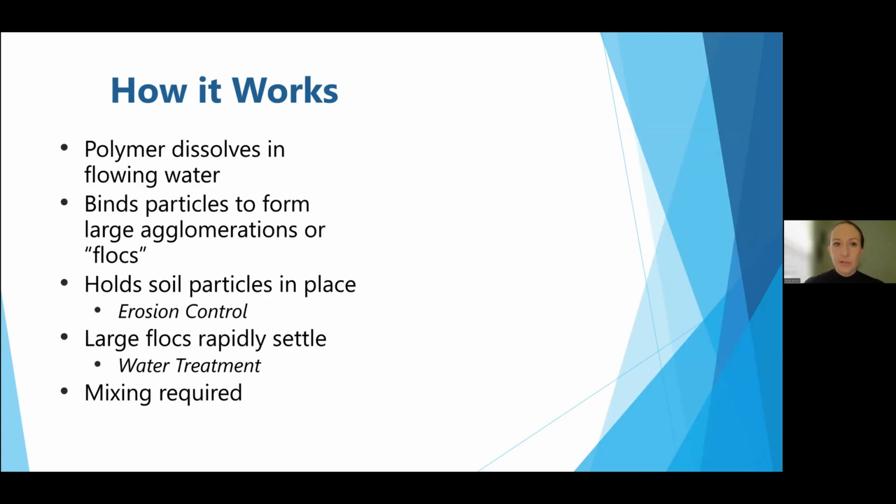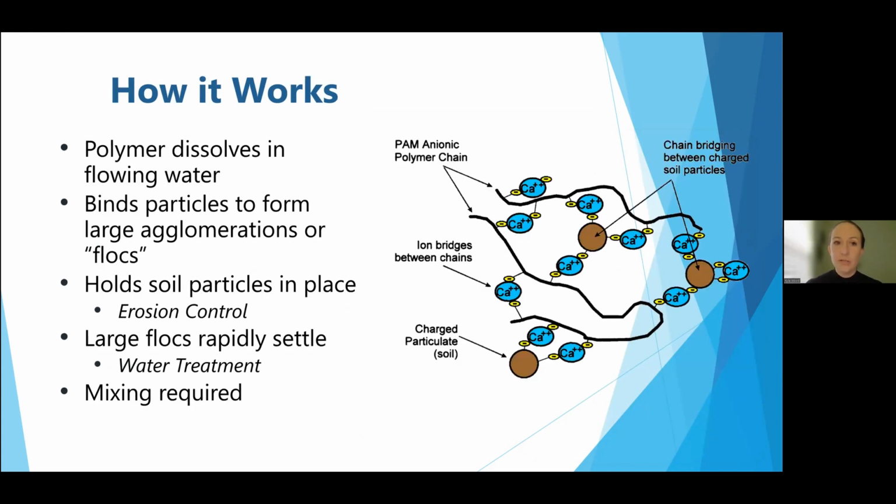So how does polyacrylamide work? The polymer dissolves in water. This white granular will unwind into a very long polymer chain that's then able to bind through a number of different physical and chemical means to soils, metal, and other particles and form bigger flocks or agglomerations. For erosion control, it works by holding those particles in place so that they're not mobilized in flows. And for water treatment, that same process forms those really large flocks that can then settle out by gravity or be captured, now that they're larger, by our physical sediment control BMPs.